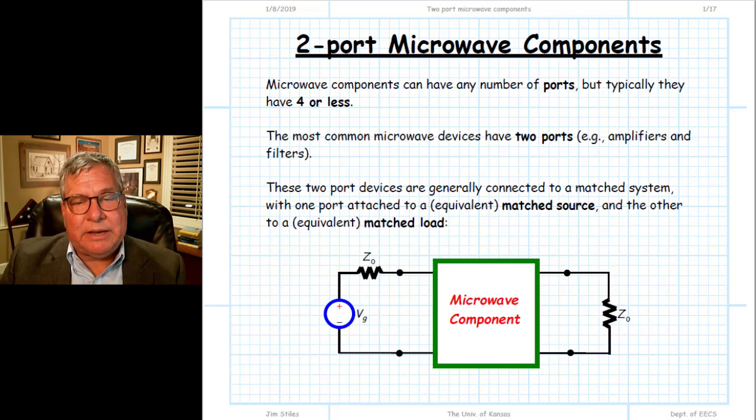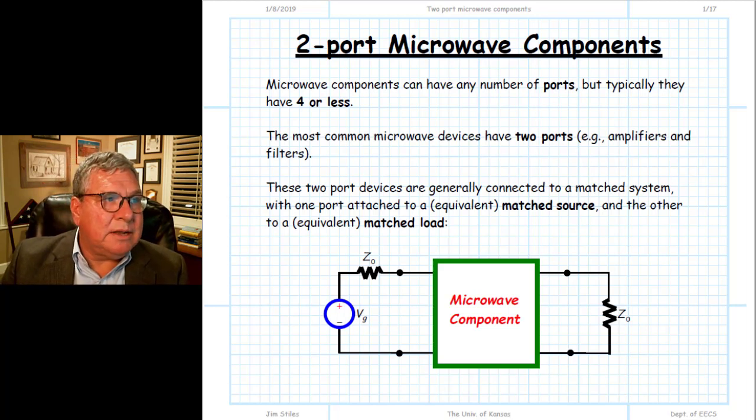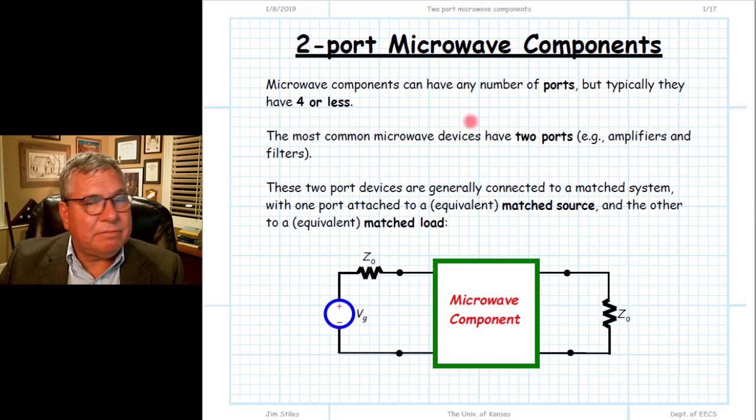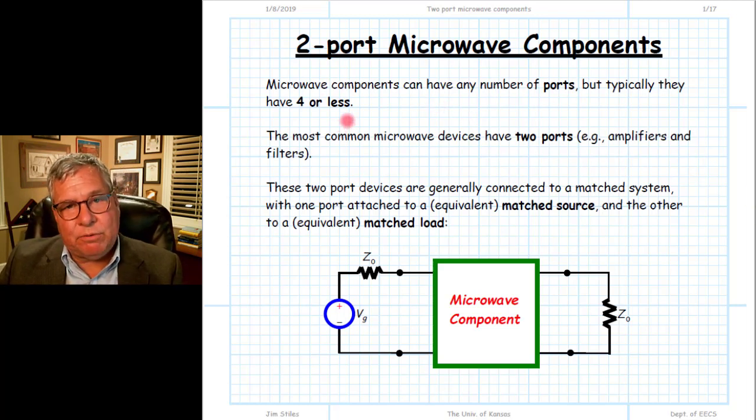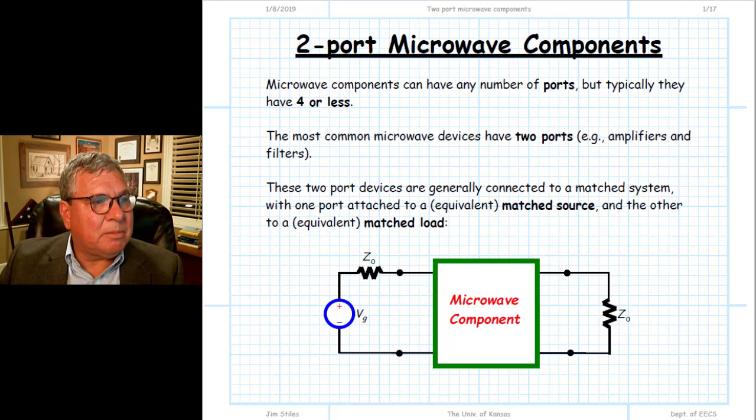If that is true, we can connect it with lengths of transmission line of arbitrary length, with characteristic impedance Z0, and we'll have maximum power transfer preserved. So these microwave components can have any number of ports. Typically, we find useful devices have 4 ports or less. The most prevalent is probably the 2-port device, and it's easily analyzed. And so let's go through and talk about a 2-port microwave component.